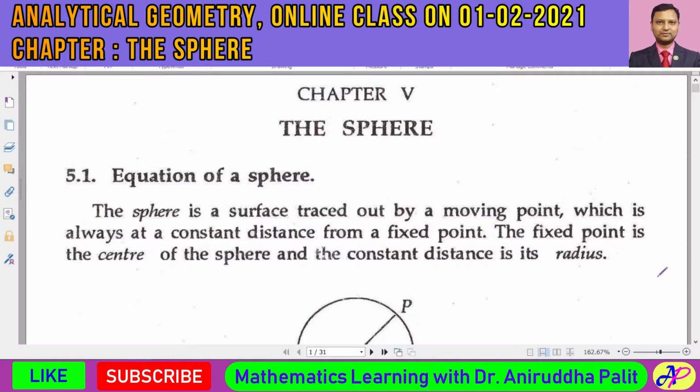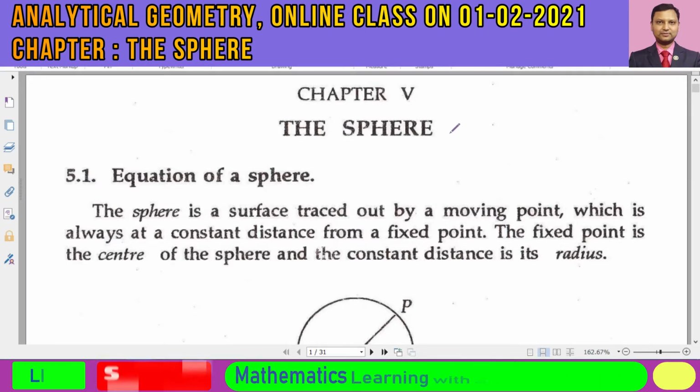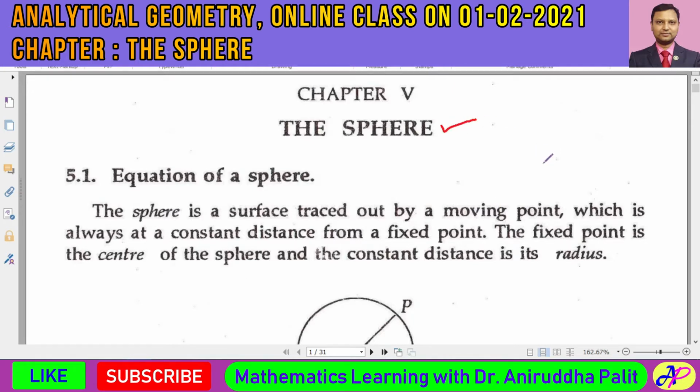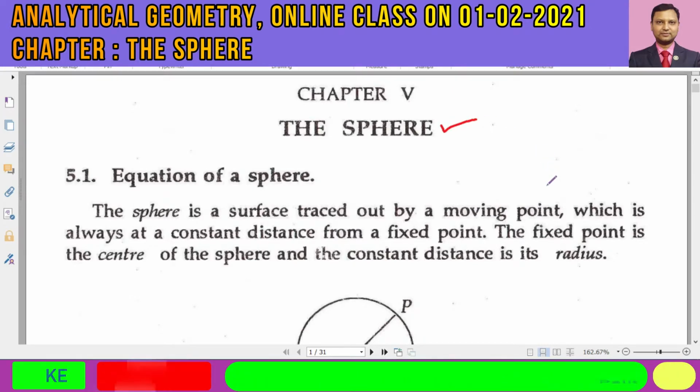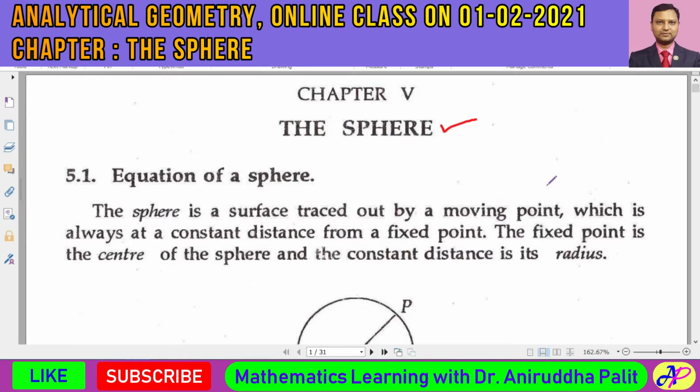Everybody. Today we are going to start three-dimensional geometry. This chapter, the sphere from three-dimensional geometry. What is a sphere? A sphere is actually a three-dimensional surface, a surface in three-dimensional space.